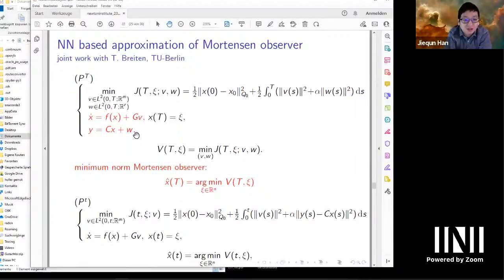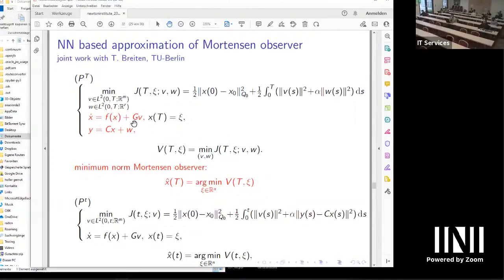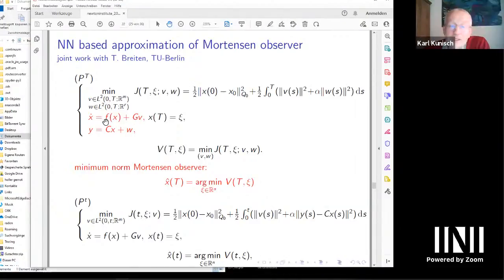Okay, I need to set the stage. So what is the situation? We have a dynamical system. We know the structure of the dynamical system. We know there can be some noise, but all we can observe is a part of the system, called Y, through the matrix C. We don't know the initial condition either. We would like to reconstruct the state. So that's the setup.